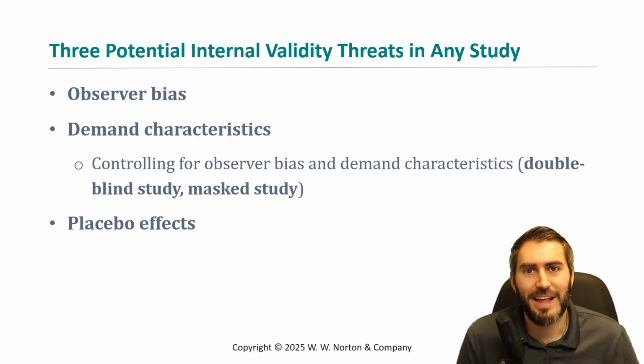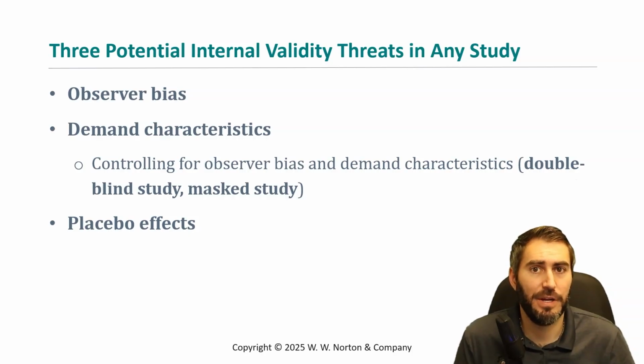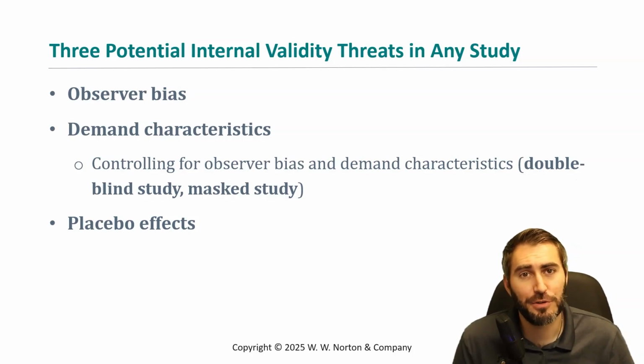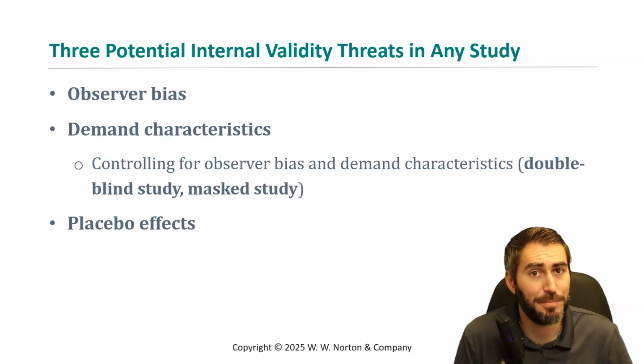Next, let's talk about the last 3 threats to internal validity that can happen in any study design. And those are observer bias, demand characteristics, and placebo effects. These are 3 potential threats to internal validity, and they can occur not only in the very bad experiment example, or the one group pretest post-test design, but also in experiments that have a comparison group.